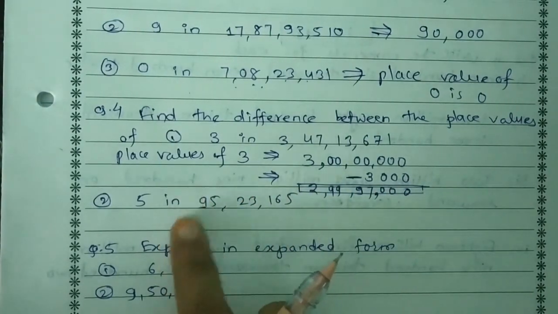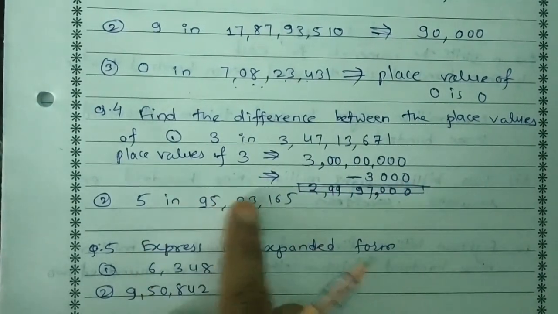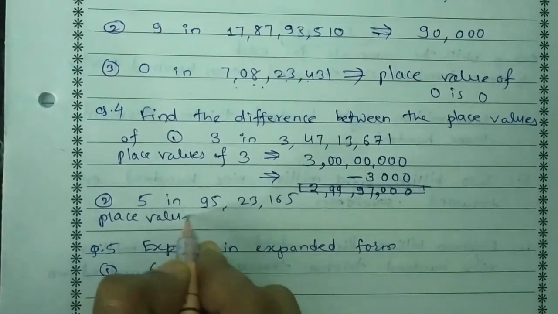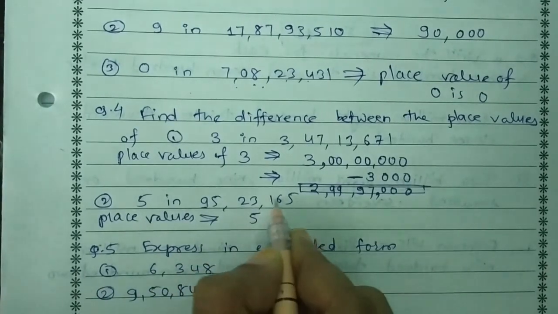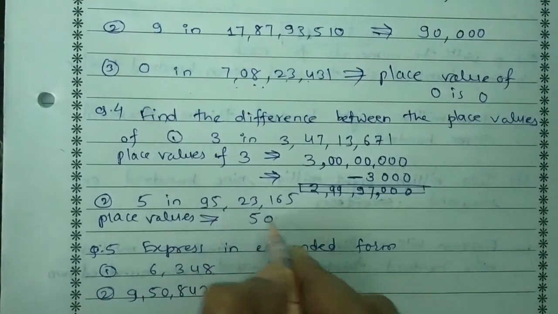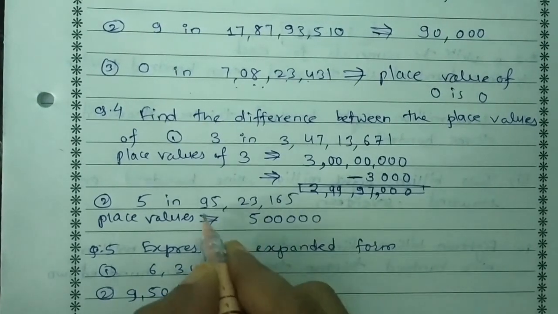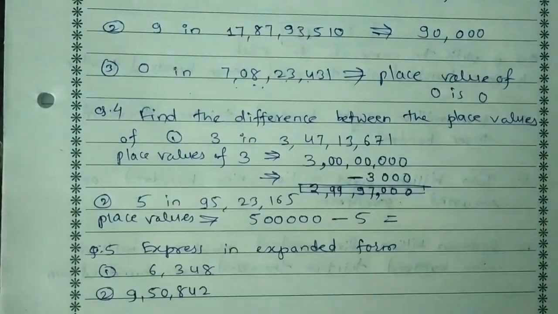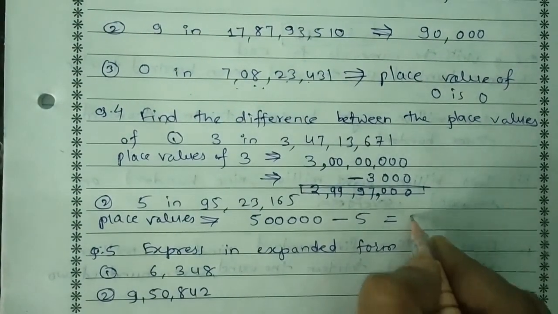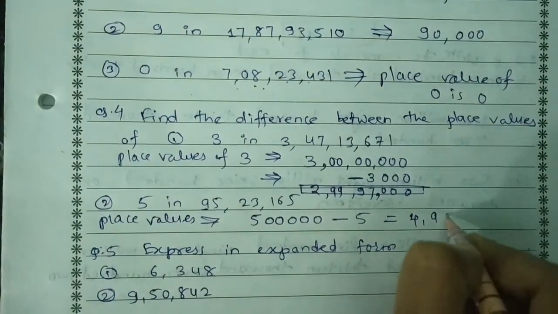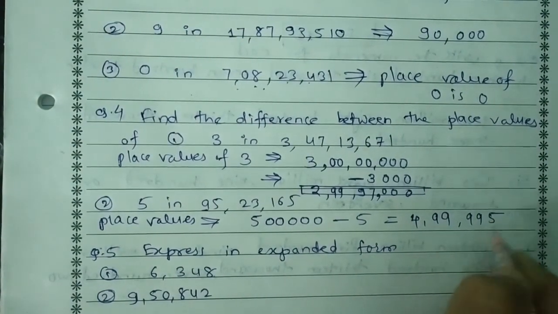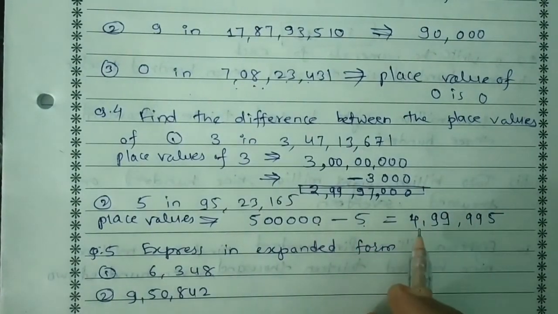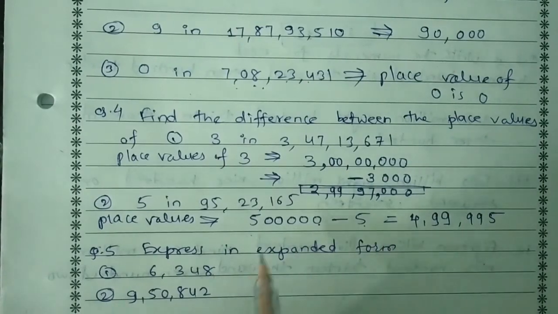Then next we have to find out the difference between the place values of 5 here. So the place values are, here we'll write it is at the lakh place, okay, and this one is at the unit place. So we'll get here 4,99,995. Here we take 10 minus 5, and all the remaining are 9, and this 5 will turn into 4.